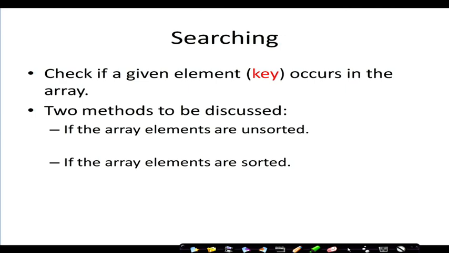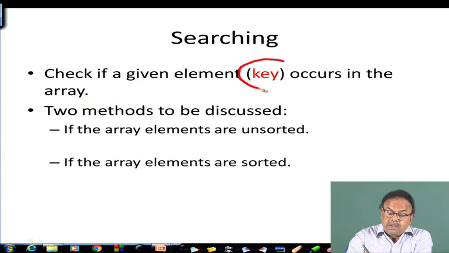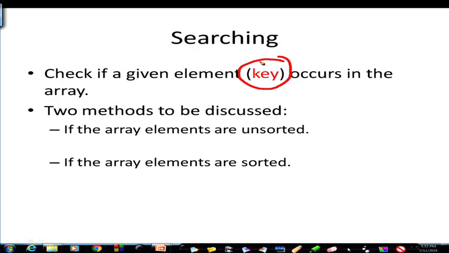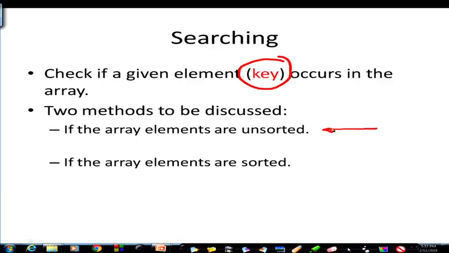So, we know that in a search, we are given a key which we are searching for, a particular key that we want to find out. If the key is present in the array, then we have to say that the key is present and also the position where the key is present, all right. Now, we will consider two cases. One is that the array is unsorted. What do I mean by unsorted? By unsorted, I mean that the elements are not in any particular order.